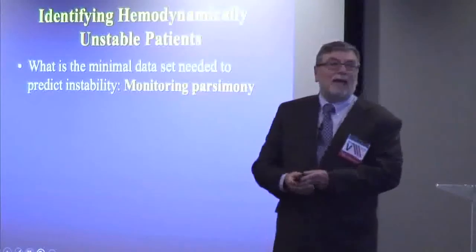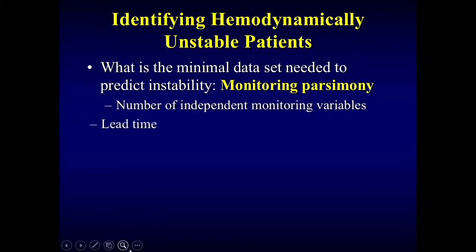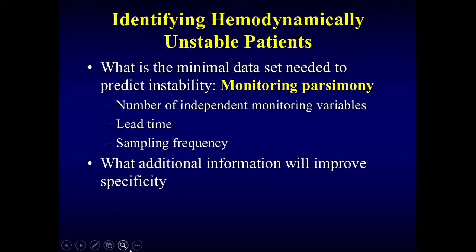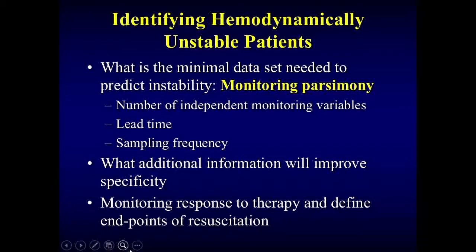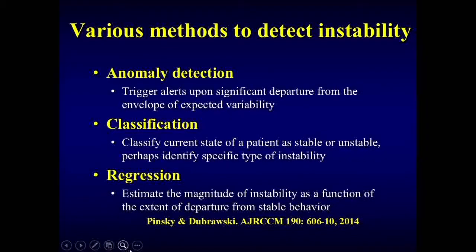So what we have is monitoring parsimony. How do I get the minimal amount to make it work? What is the minimal number of variables, lead time, and sampling frequency? And once I know the patient's going to get in trouble, what additional information do I need? And how do I monitor when they're now back to sufficiency? So I've just got 3 more slides quickly. Anomaly detection, classification, and regression. We can figure out if they're sick or not sick, why they're sick, and if they're getting better or worse.